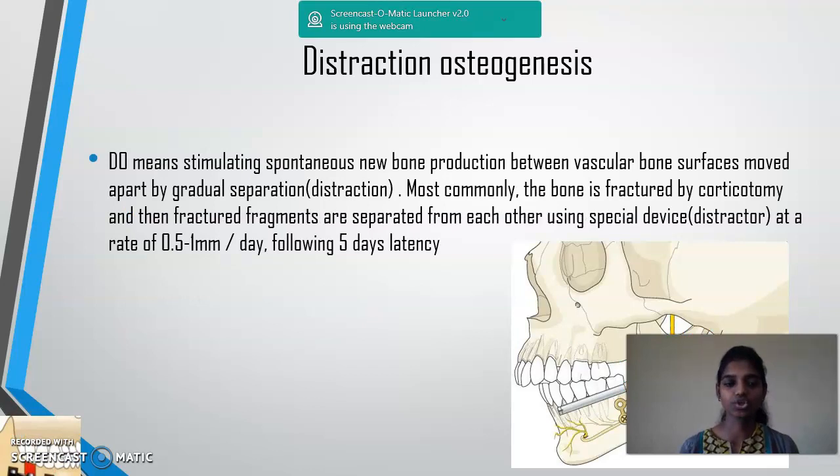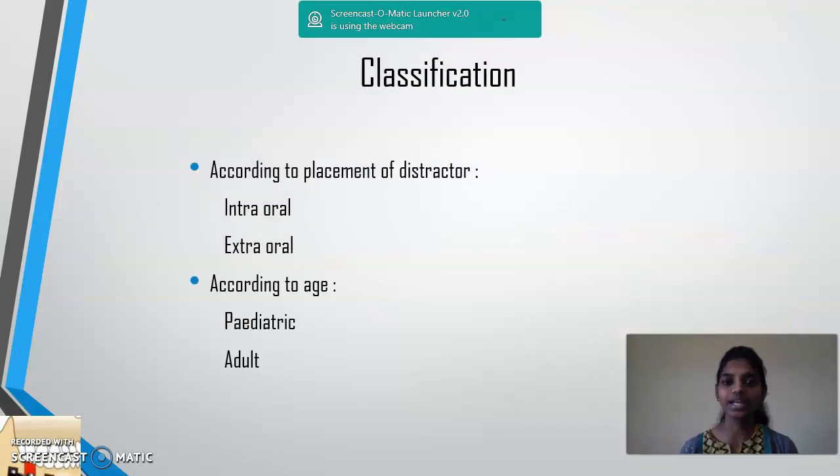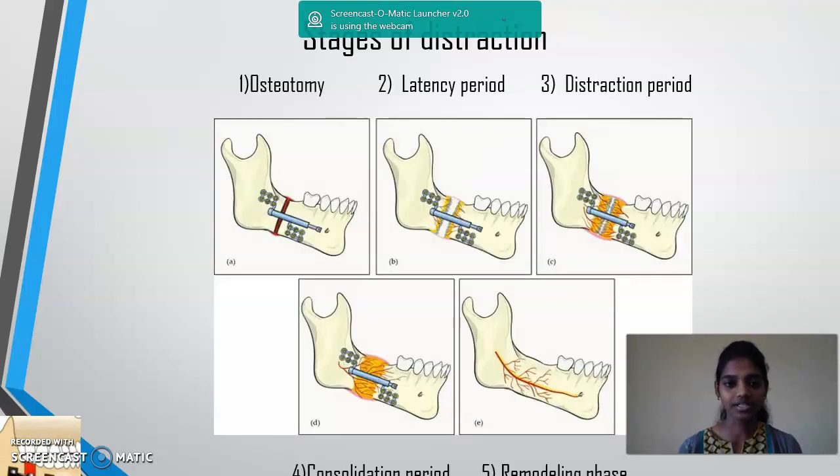Distraction osteogenesis means creating an osteotomy cut in the desired location, followed by gradual separation. It is distraction using a special device called a distractor at a rate of 0.5 to 1 mm per day following a 5 day latency period. There are many classifications, according to age, placement of distractor, anchorage, vector, etc. According to placement, intraoral and extraoral, and according to age, pediatric and adult.